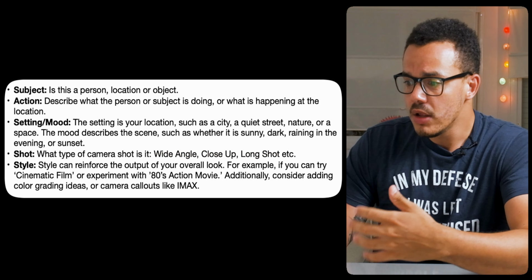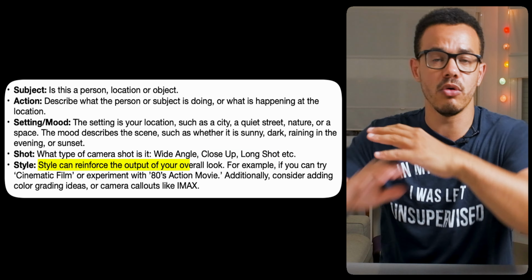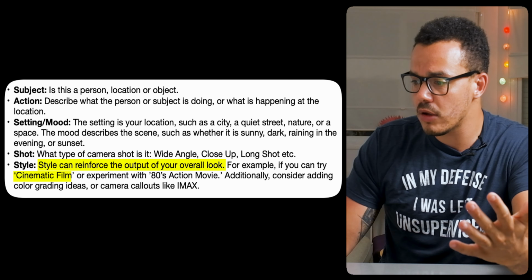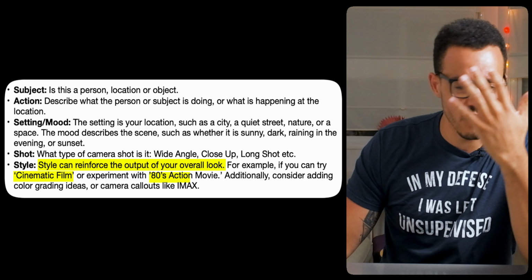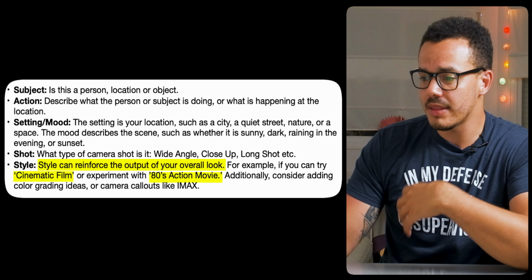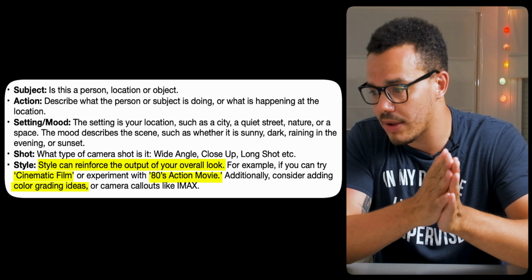And then the style. The style reinforces the output of what you're actually looking for overall. What do you want the image to be like? Do you want it to be a cinematic style? Do you want an 80s sort of look to it? Do you want some vintage style? Do you want some film grain on there? And then you can throw in some color grading ideas, specific camera call outs as well, like IMAX. Those are the different types of things that you can do.